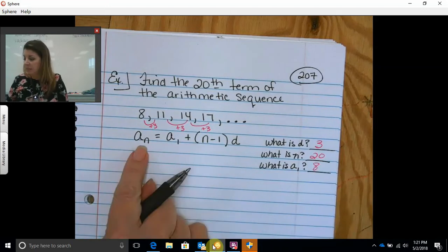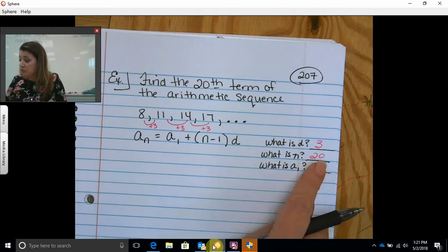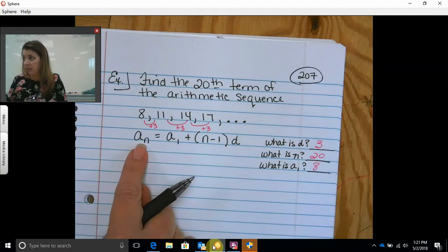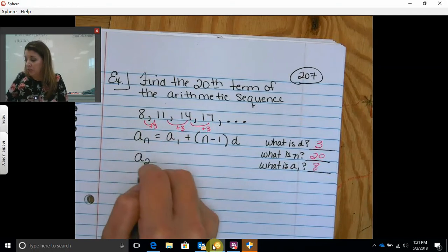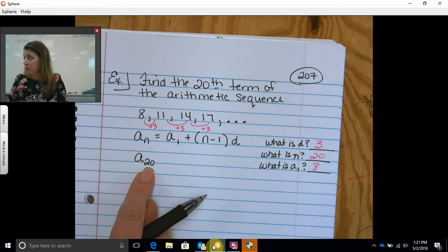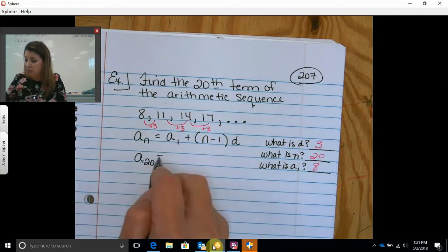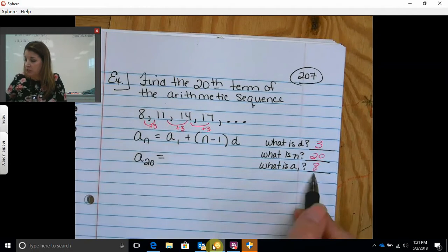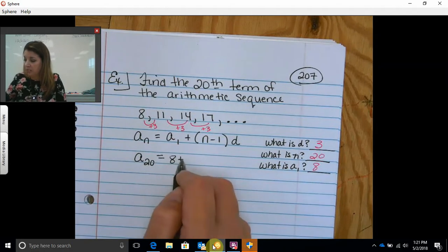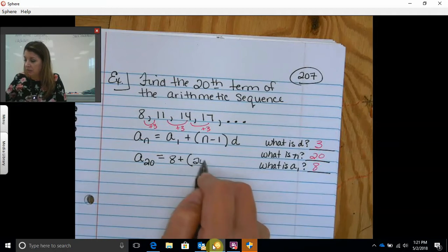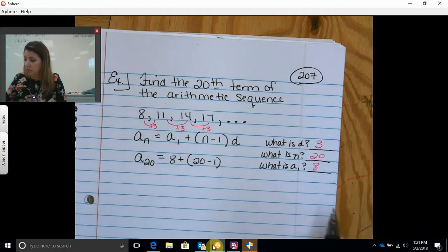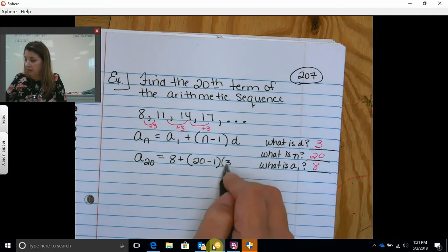So this a sub n, now if they told us the 20th term in the sequence, we'd put a 20 there, okay? But they said, what is the 20th term? So that 20 is just a subscript. We are looking for the 20th term. So that's just telling us what we're looking for, okay? That's like a function, you know, like our input. So to find the 20th term, we take our first term, which is 8, plus the term we're looking for, which is 20. We subtract 1 and multiply that by the common difference.